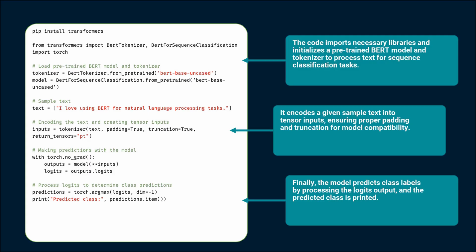Once we have our encoded inputs, we proceed to make predictions. By surrounding the prediction code with torch.no_grad, we ensure that the computation graph is not tracked, which saves memory and speeds up processing since we don't need gradients during inference. The model will return logits. Those are the raw prediction scores for each class. Finally, we utilize torch.argmax to determine the class with the highest score, then print the predicted class. This structured approach really highlights BERT's capability to effectively classify text based on its contextual understanding.